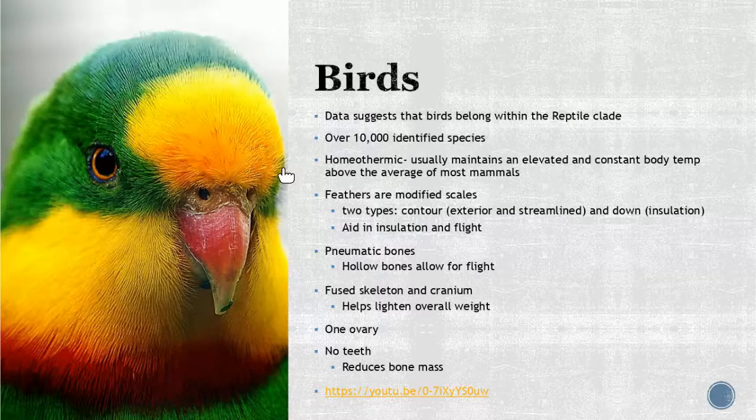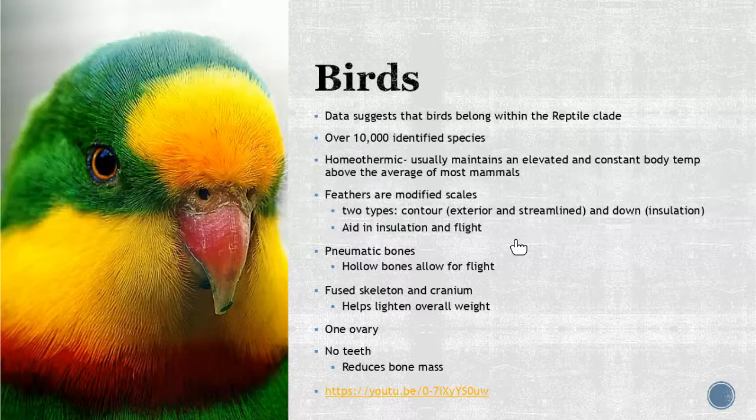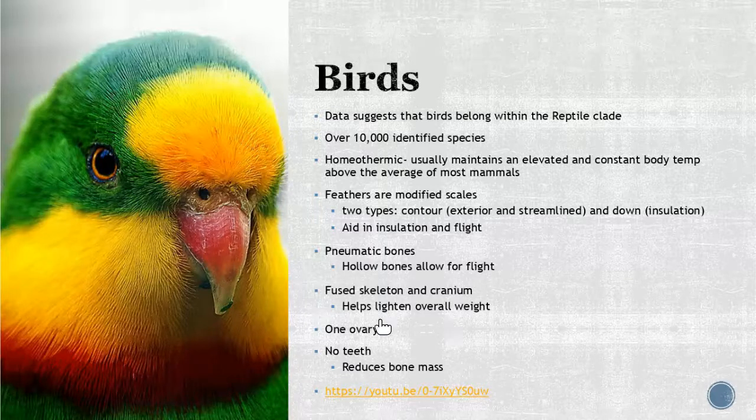Now, instead of scales, birds have feathers, which are just another way of saying modified scales. Now, there are the contour feathers, which are your exterior, your streamlined ones, and then the down feathers, which are the insulation ones, which make your super soft pillows. Both of these aid insulation and flight. One unique thing about birds is they're going to have hollow bones, and the reason is to allow for flight, because you want to be as light as possible. One thing they also notice about birds is they have a fused skeleton and cranium, and this is going to help lighten overall weight.